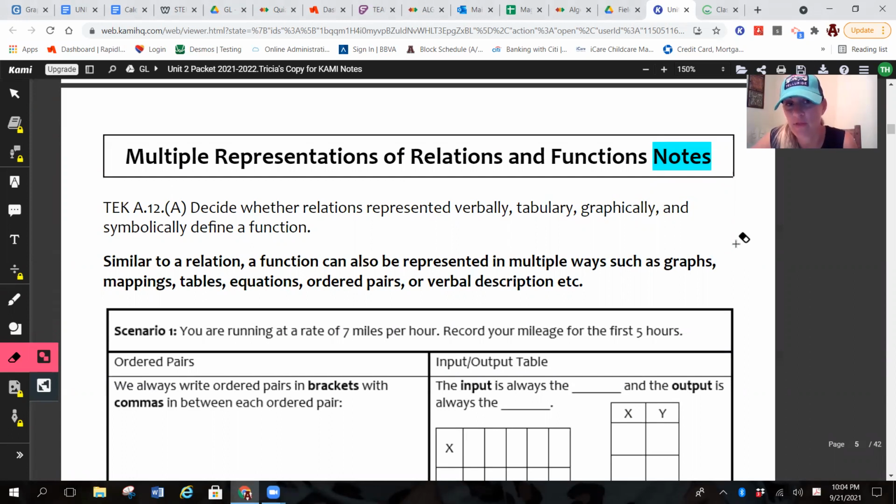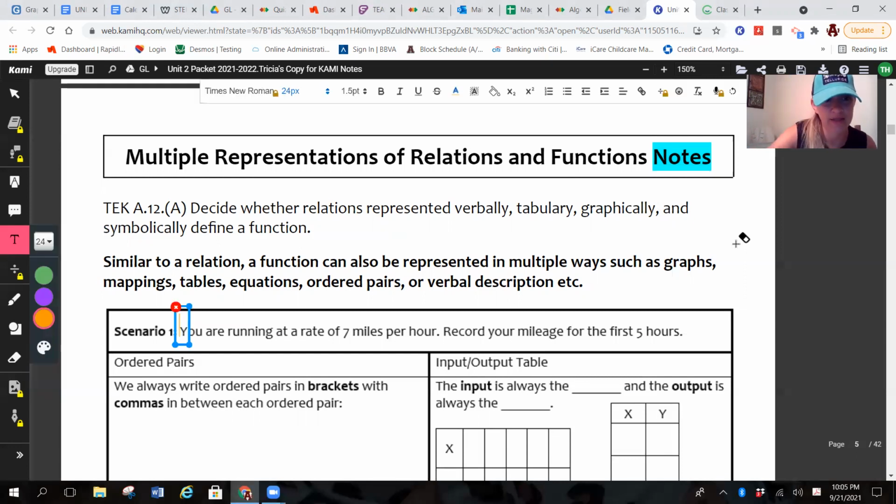It says decide whether relations represented verbally, tabularly, I don't even know how to spell that word, graphically and symbolically define a function. Our bold statement says, similar to a relation, a function can be represented in multiple ways, like a graph, a mapping diagram, table, equation, a set of ordered pairs, and a verbal description. So we have scenario 1, and here's our verbal description.